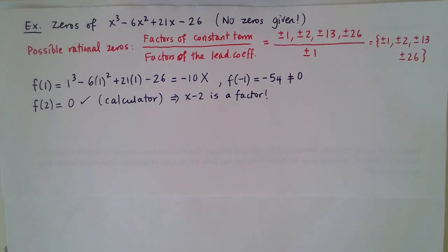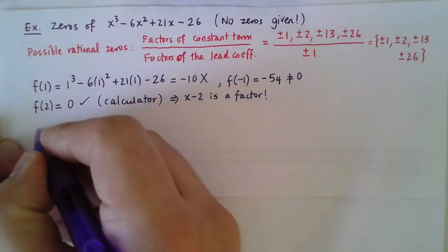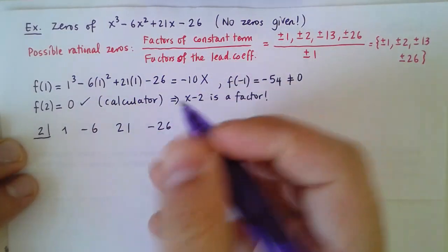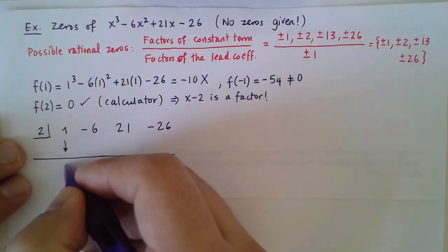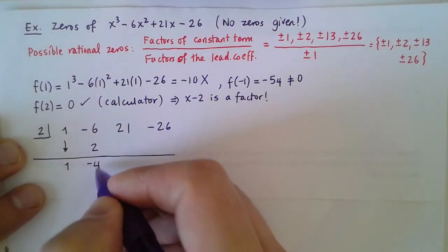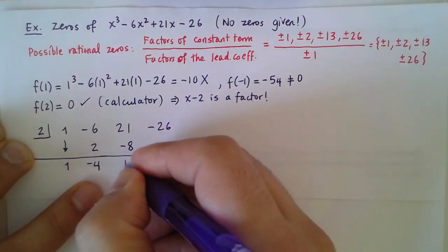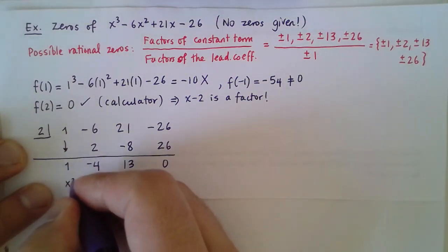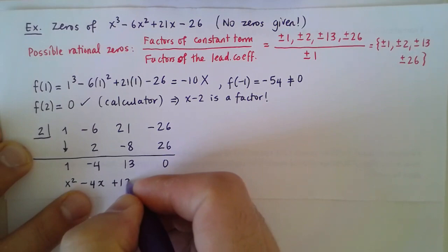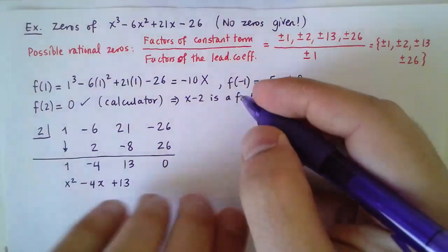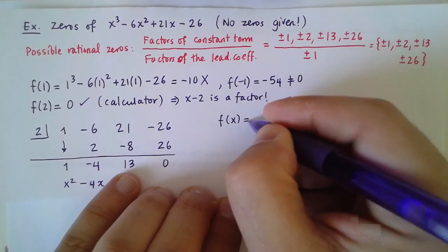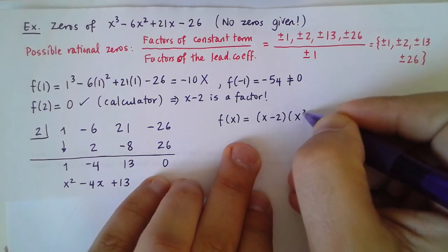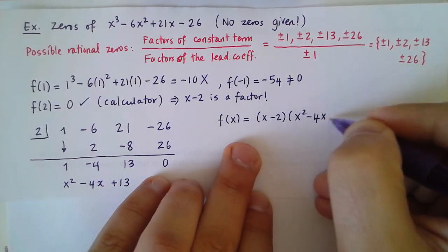We're going to apply the same technique that we did in the previous problem. So I'll put 2 here and use synthetic division. I have 1, -6, 21, and -26. I pull this 1 down. 1 times 2 is 2. Got -4. -4 times 2 is -8. That's 13. 13 times 2 is 26. That makes 0. So I get x squared minus 4x plus 13. That's the quotient. So the function f of x is simply x minus 2 multiplied by x squared minus 4x plus 13.